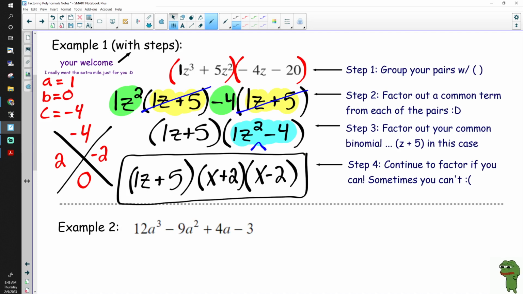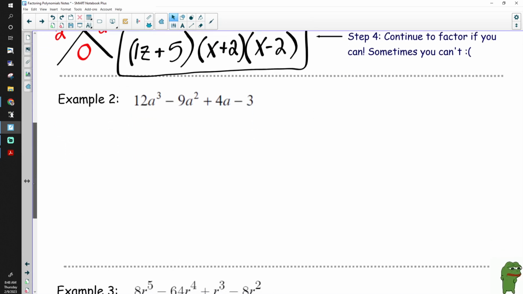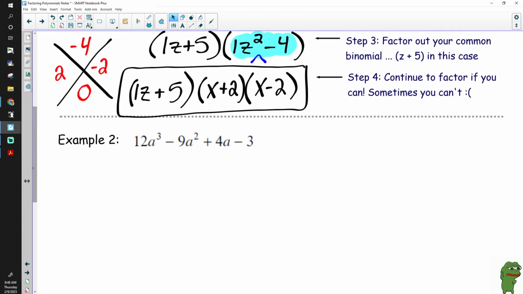I think the best thing we can do is do one more, yeah? I'm going to scroll down. Is that all right? Is that good? Okay, example 2, I want the first thing for you to do is to group it. So group your first two terms, group together your second two terms. Group 1, group 2. Group 1 is my first two terms. Group 2 is my last two terms.